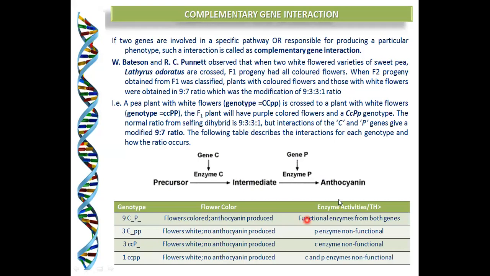No anthocyanin pigment is produced, because the P gene is not functional. The recessive enzyme is not functional. Which enzyme is functional? Dominant P is functional. So here dominant P is not present, so you will not get the anthocyanin pigment. Okay.